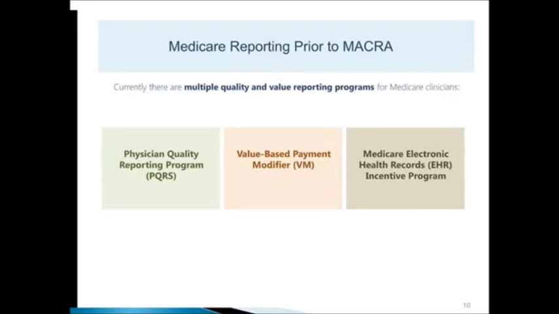Another thing that the MIPS system does is change quality reporting. Prior to MACRA, there were 3 different streams of reporting for Medicare clinicians. The PQRS, and that's a whole data set of outcome measures that physicians are supposed to report on. Value-based payment modifier, which was a multiplier developed by Medicare. And then their incentive program for using electronic health records. These will all be merged.